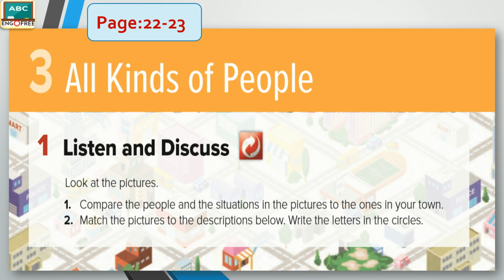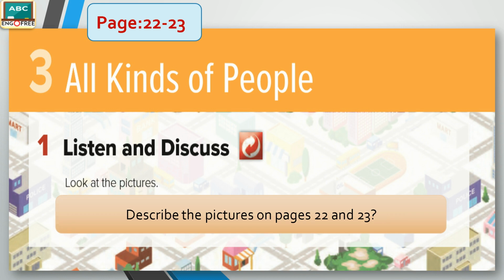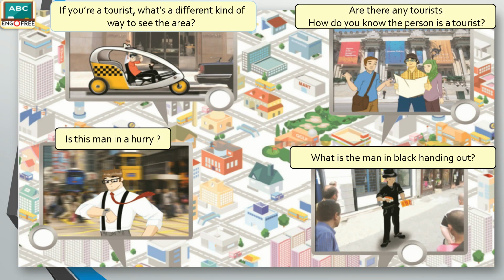Listen and discuss. At the beginning, I'm going to ask you this question. Describe the pictures on pages 22 and 23. Okay, look at these pictures. You can number them from 1 to 8. I want you to answer these questions. Let's read them. Number 1.